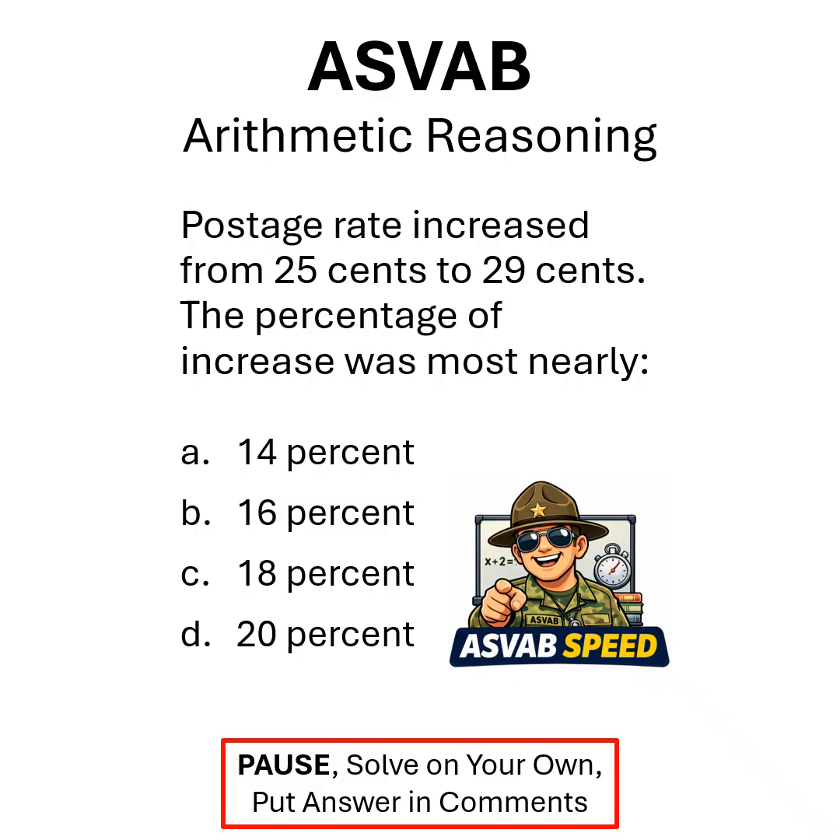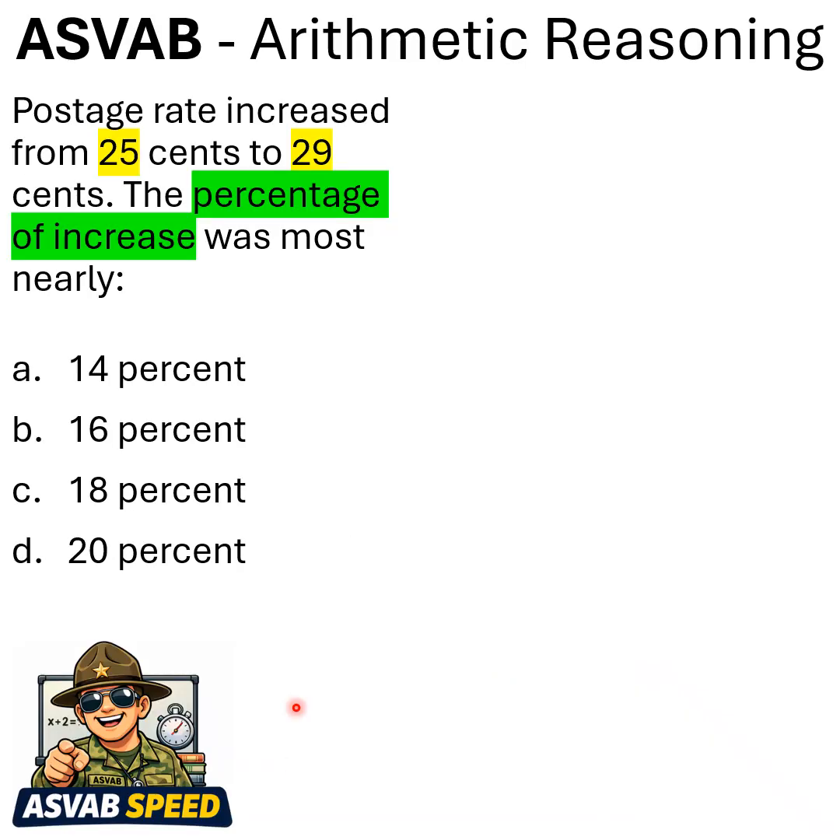Postage rate increased from 25 cents to 29 cents. The percentage of increase was most nearly. Remember to pause, solve on your own, and put answer in comments. Let's begin. So what's important? We need the difference between 25 and 29, and the answer is the percentage of increase. So let's find the difference.